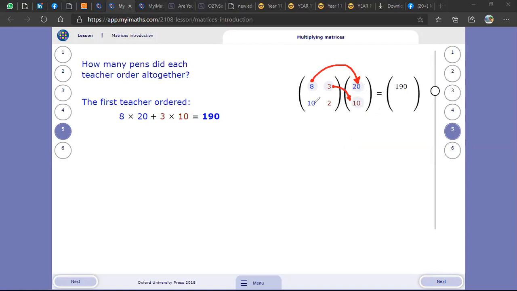So if I'm to multiply this for the first teacher now, you can see that 8 times 20 is 160, and then 3 times 10 is 30. The addition of that gives us 190. So we have 190 here.